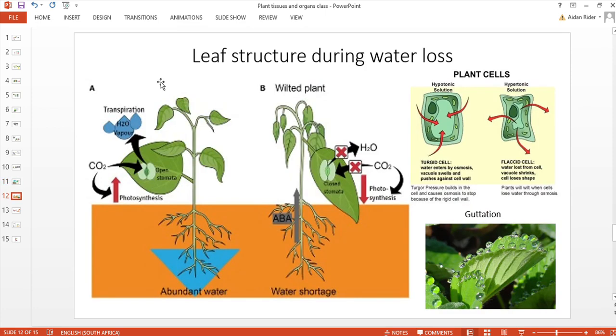Okay, then we get to your leaf structure during water loss. As I mentioned, when it's a good day, there's a lot of water in the soil. With gravitation and these forces, the water goes into the roots, stems, and leaves, with transpiration pulling it out of the leaf the whole time. It exits through the stomata, photosynthesis can happen, and it also loses water. But look at this plant. It's a very healthy plant. All the cells of the plant are turgid.